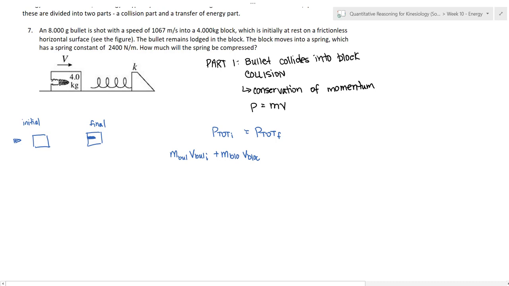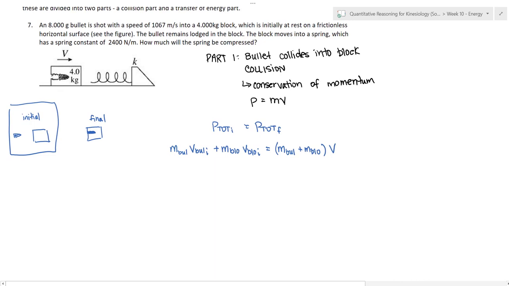Just change that. Okay, so that's the total momentum initially over here. When we go into the final, there's really only one object because this is an inelastic collision. The two objects are stuck together. So now we really just have the mass of that one object, which is the bullet and the block stuck together. So the mass of them would be mass of the bullet plus mass of the block. That's the mass of the object at the end, times the velocity of both the bullet and the block.